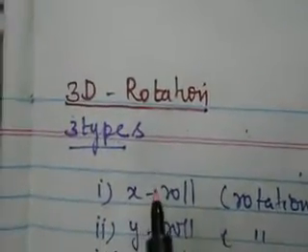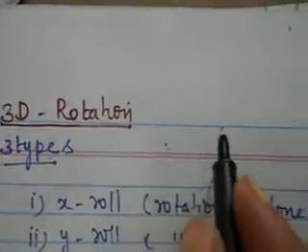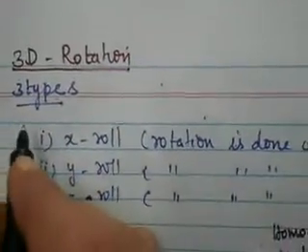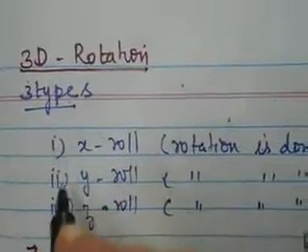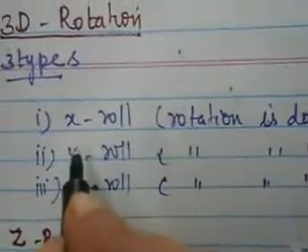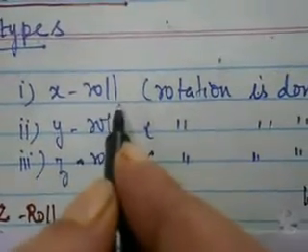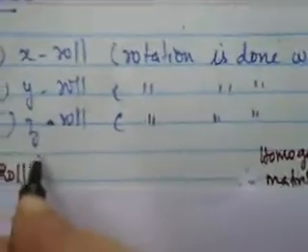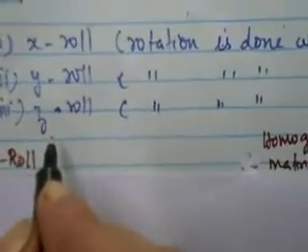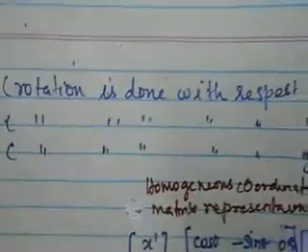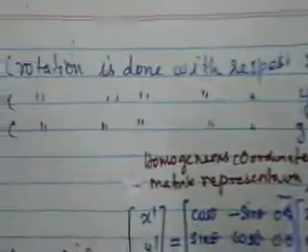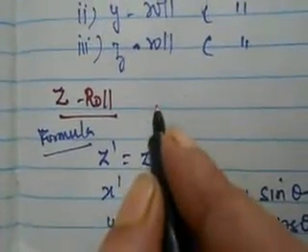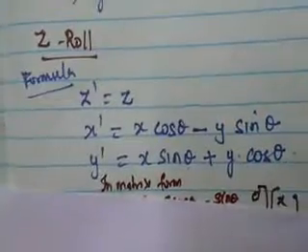3D rotation. Rotating an image in the 3D plane is called 3D rotation. Here also there are three types of rotations: rotate an object with respect to the x-axis, rotate an object with respect to the y-axis, and rotate an object with respect to the z-axis. So let's see the z roll, the rotation done with respect to the z-axis.